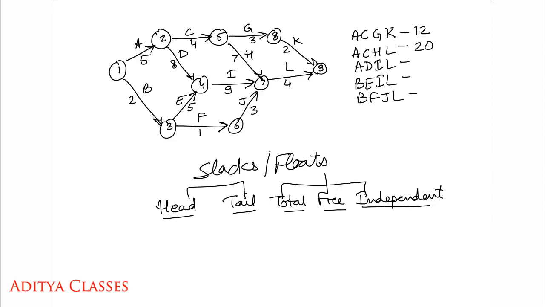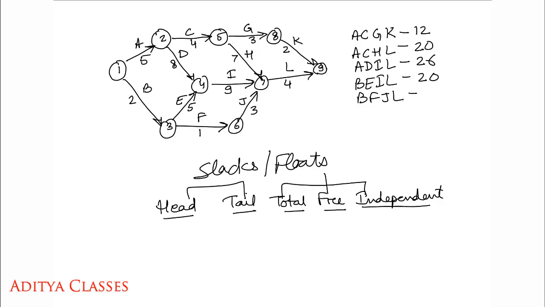Then we have a third path, ADIL: 5 and 8, 13; 13 and 9, 22; 22 and 4, 26. We have a duration of 26. Then there is this path, BEIL: 2 plus 5, 7; 7 and 9, 16; 16 and 4, 20. We have a duration of 20.